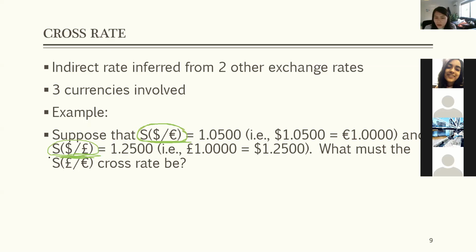Now, suppose you want to find out the exchange rate between the pound and the euro instead. You can actually work out this exchange rate by looking at the first two exchange rates. By doing a cross rate calculation, you can work out the value of the euro versus the pound from these first two exchange rates.